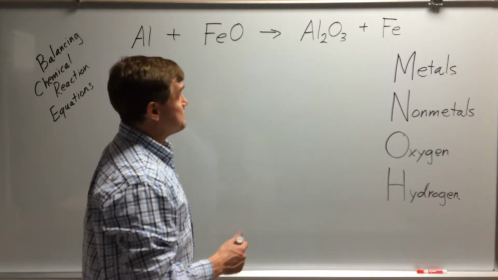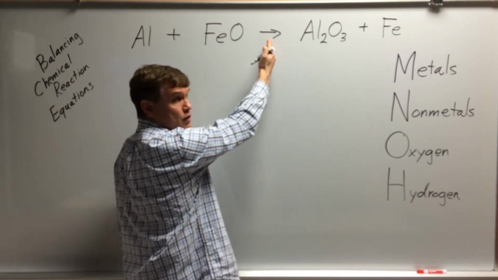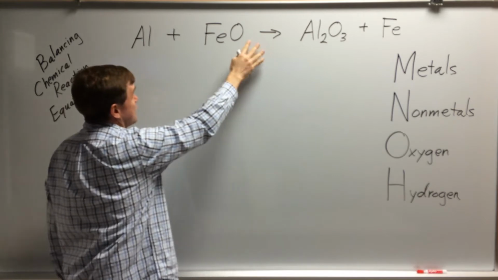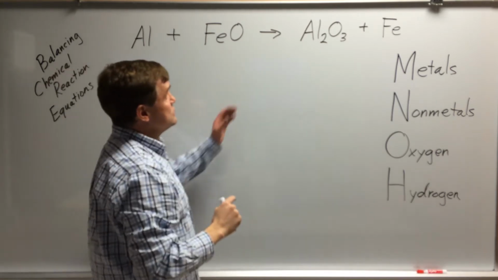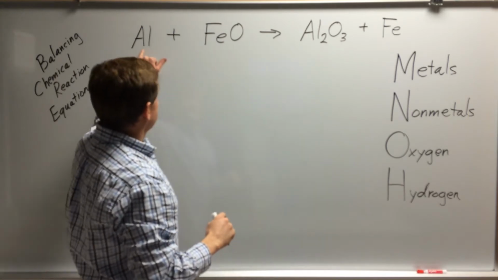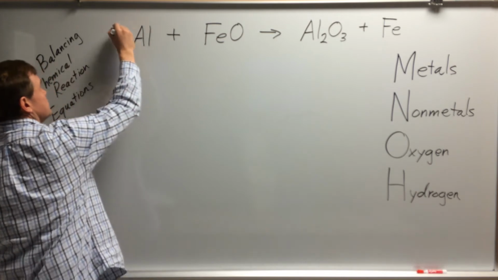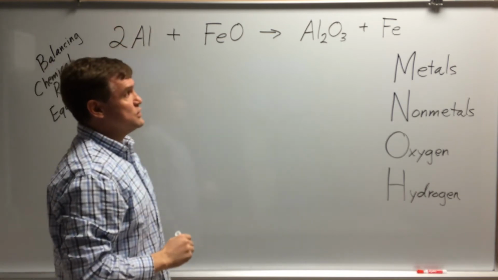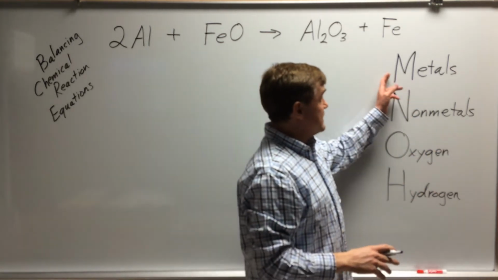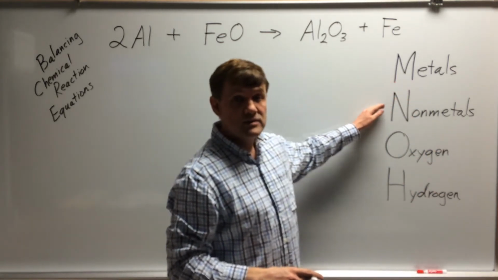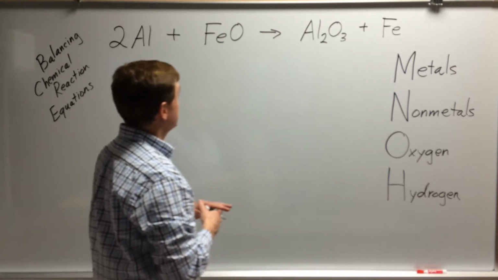So let's do our aluminums. Now, take a look at my reacts to form arrow. The compounds that are to the left of that, I need to compare the atoms to the right. So on the left here, I've got 1 aluminum. On the right, I've got 2 aluminums. I'm going to change the coefficient in front of that aluminum to make it 2. And now my aluminums are balanced. But remember, we're not going to skip our metal step and go to nonmetals until both of the metals are balanced. Well, let's take a look.